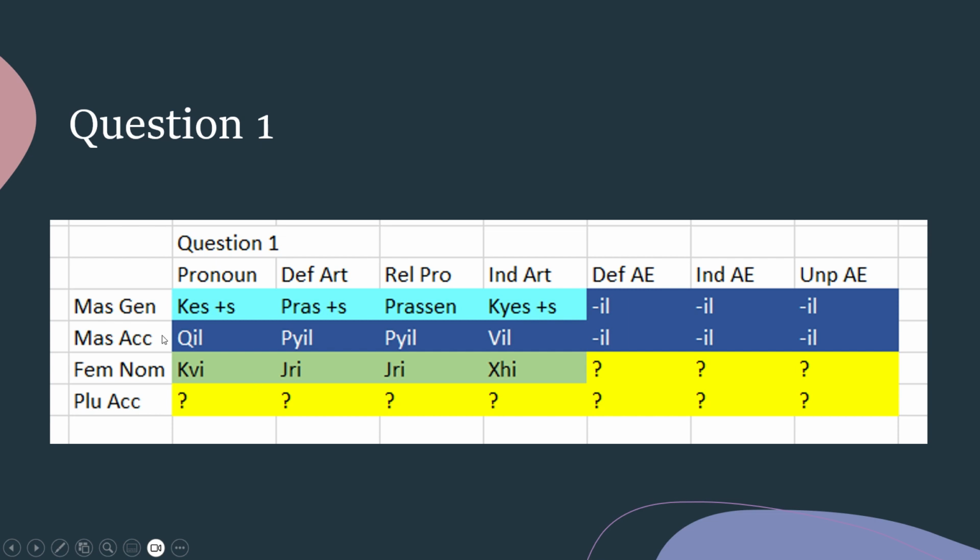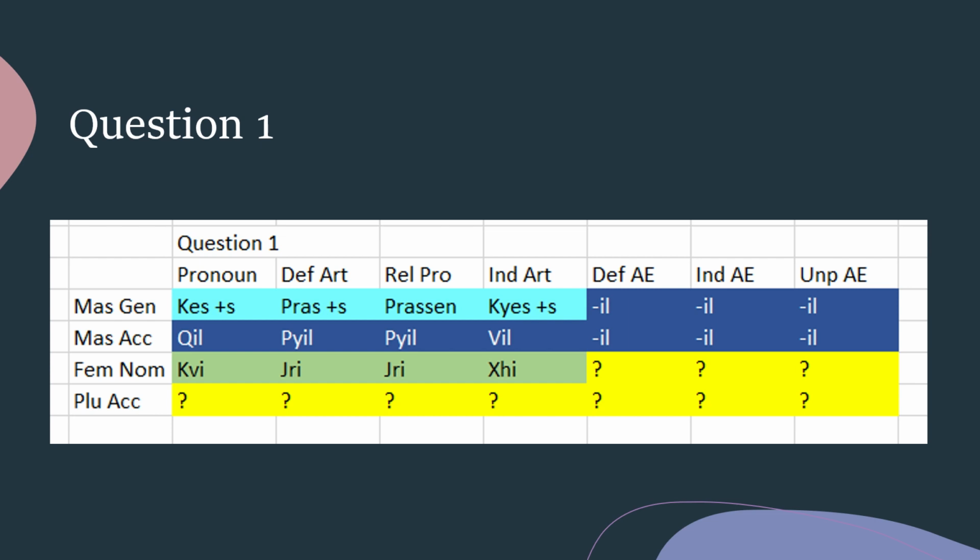For the feminine nominative, we have kvi, dri, dri, chi. Now, what is the definite adjective? Well, what are the adjective endings? What are they? And what is the plural anything? Now, theoretically, because this is a fake language, you wouldn't be able to figure it out. But you can, just because it uses the exact same trends. So using your critical thinking skills, what are the yellow bits? What is the yellow question mark stuff?